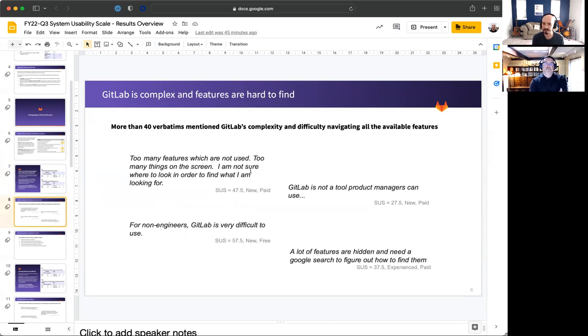There's a lot of features they can use. They don't know where to find them always. And then there's a theme around a perception that GitLab is for technical users, and that's who really succeed in using it. And if you're not a technical user or new to Git or this technology space, you're going to struggle. That's a perception we've seen a couple of times.